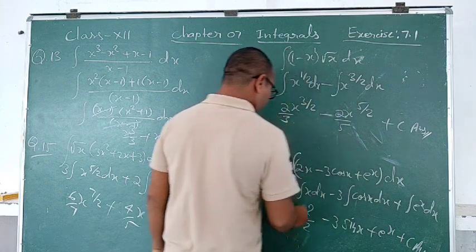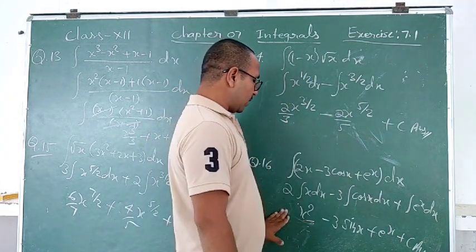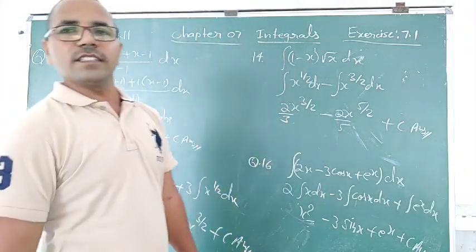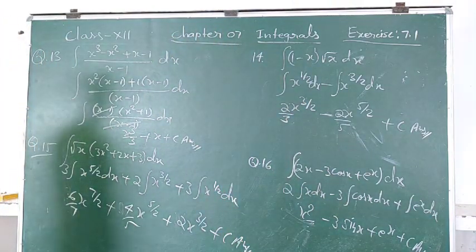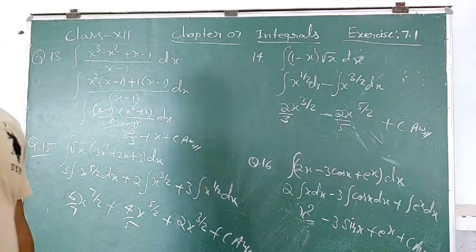These 2 and these 2 can be cancelled. So the remaining part is our answer. Here students, x square minus 3 sin x plus e to the power x plus c. This much is the answer. So now students, let's proceed to the next question.